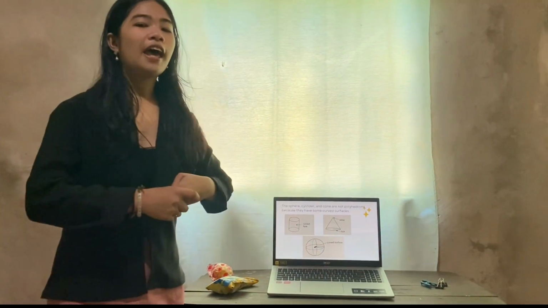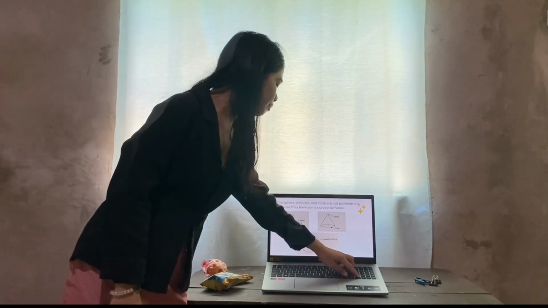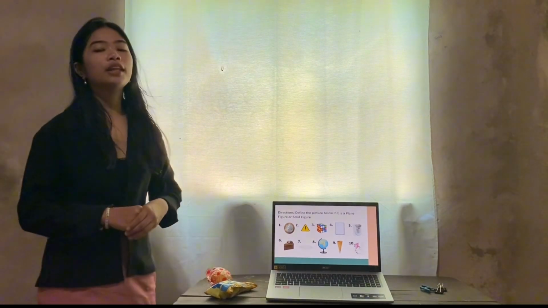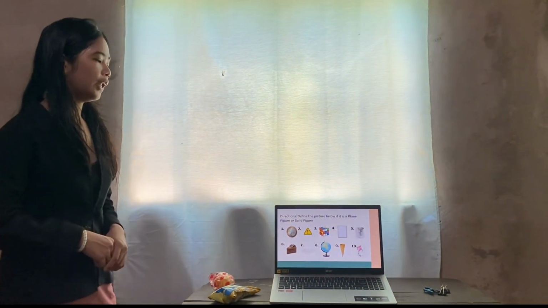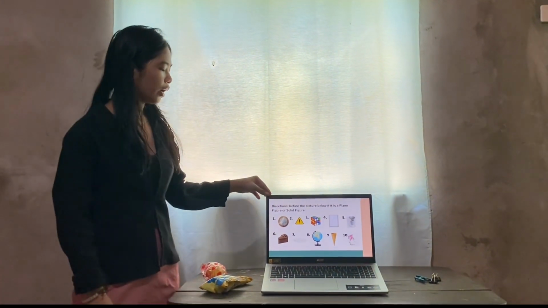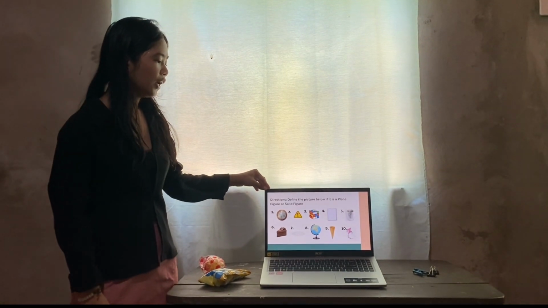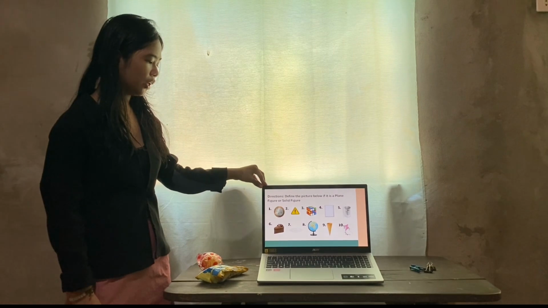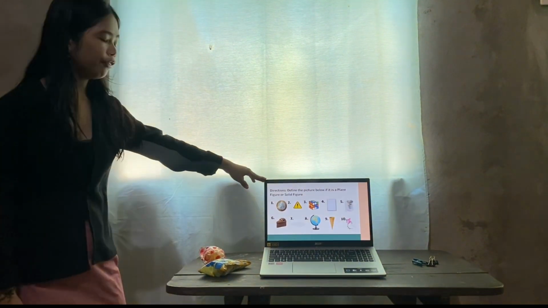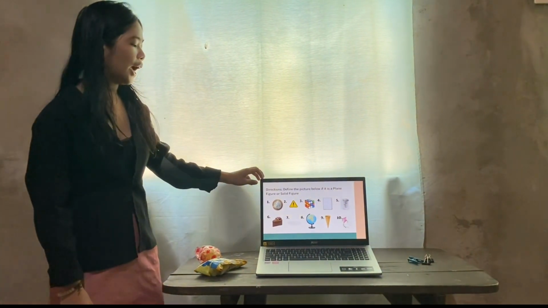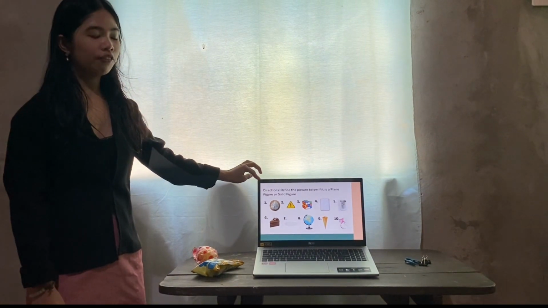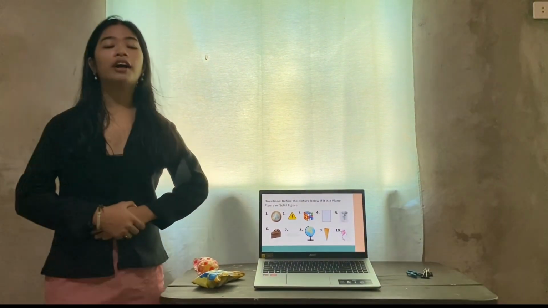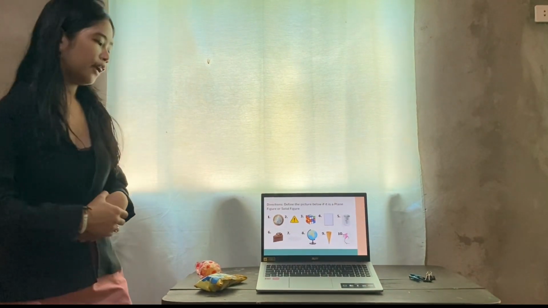Okay, now let's have an activity. So get your notebook and answer this activity. So directions, identify if the pictures below are a plane figure or a solid figure. So write plane figure if the objects are plane and write solid figure if the objects are solid. Are you done? Okay, very good.